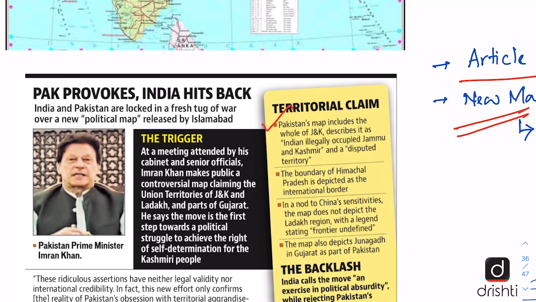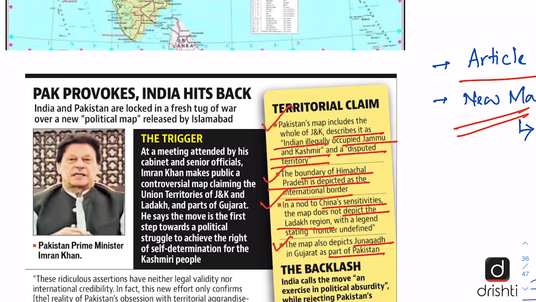Pakistan's map includes whole of Jammu and Kashmir and describes it as Indian illegally occupied Jammu and Kashmir and a disputed territory. The boundary of Himachal Pradesh has been depicted as international border. And more importantly, keeping in mind China's sensitivities, the Pakistani map does not depict the Ladakh region and just writes that the frontier is undefined. Also, the map is depicting Junagadh, which was a former princely state and now very much in Indian Gujarat, as part of Pakistan. Now let us look at the map which has been released by Pakistan.